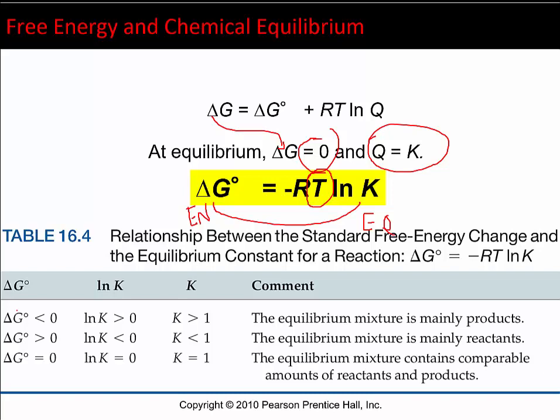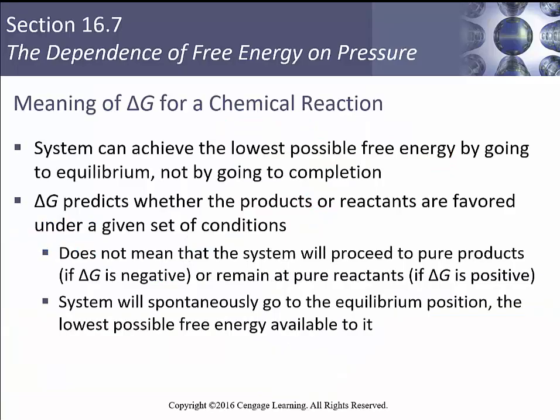So if delta G naught is less than 0, ln K is going to be bigger than 0, so K is going to be bigger than 1. So it's going to be mainly products. If delta G naught is bigger than 0, ln K is going to be less than 0. K is going to be less than 1. It's going to be mainly reactants. And if delta G naught is equal to 0, ln K is 0 and K is 1, it's going to be a mixture. Right? And so we're tying our delta G and our K together.